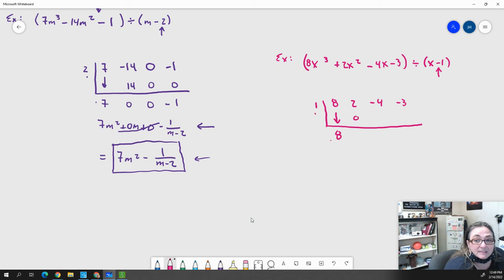1 times 8 is 8. When I add those together, I get 10. 1 times 10 is 10. And when I add -4 to 10, I get 6. 1 times 6 is 6. And when I add -3 to 6, I get +3. And now here we go. We started with x cubed. This becomes 8x squared plus 10x plus 6 plus 3 over x minus 1.